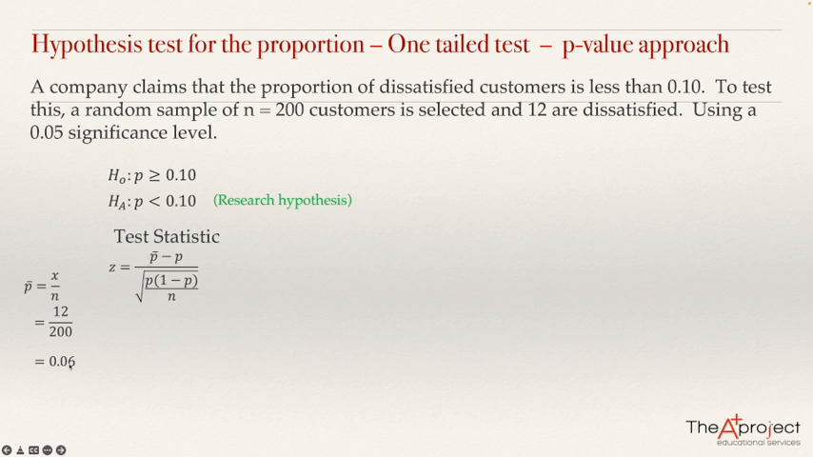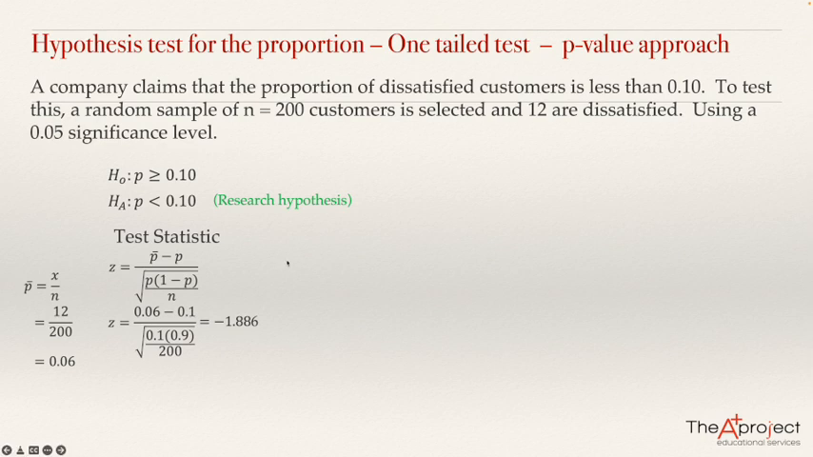Then just make a substitution. P bar is equal to 0.06, p equals 0.10. Obviously 1 minus p will be 0.9, n is equal to 100, the sample size. So we make the substitution and use a calculator: 0.06 minus 0.1 divided by the square root of 0.1 times 0.9 over 100. I put this in brackets in my calculator, press equal, and I get negative 1.886.